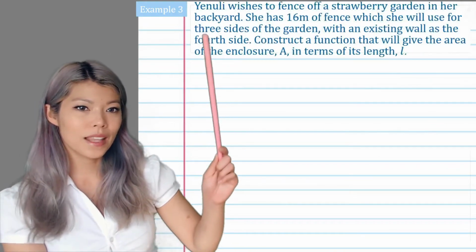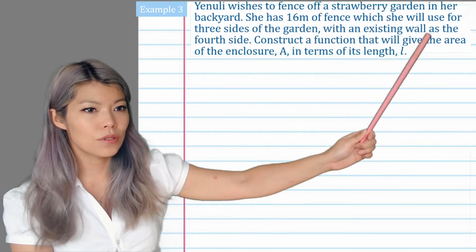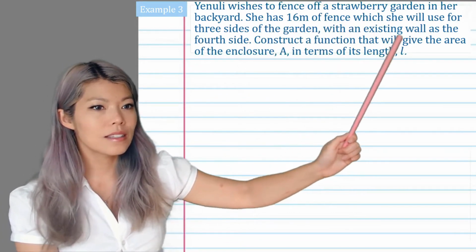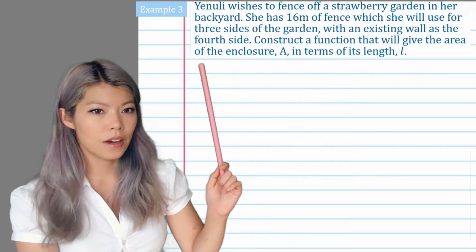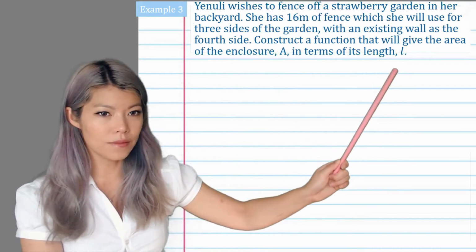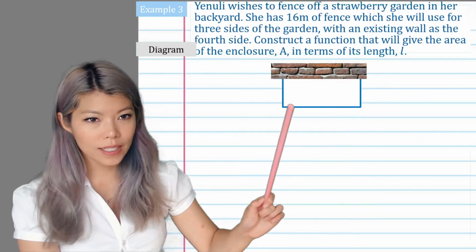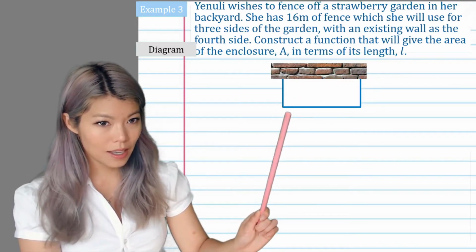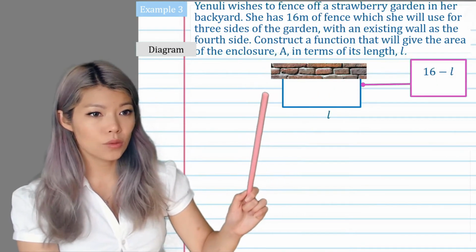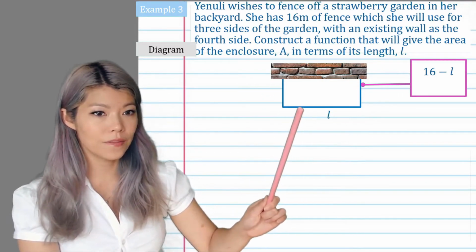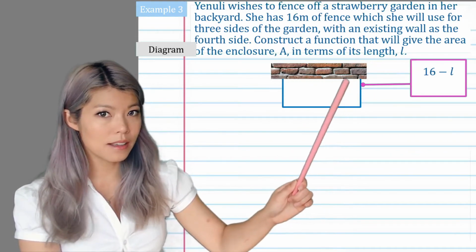Last example. Yunuli wishes to fence off a strawberry garden in her backyard. She has 60 meters of fence which she will use for 3 sides of the garden, but an existing wall as a 4th side. Construct a function that will give the area of the enclosure A in terms of length L. So let's draw a diagram. So we have a wall, and then 3 of these sides add up to 16 meters. This is the length over here, so we'll call it L. So therefore, the other 2 sides will be 16 minus L. So the whole thing is 16. This is L, so these 2 sides must be 16 minus L.